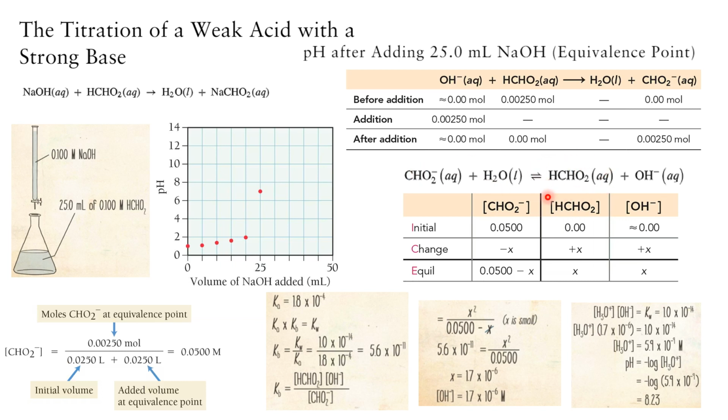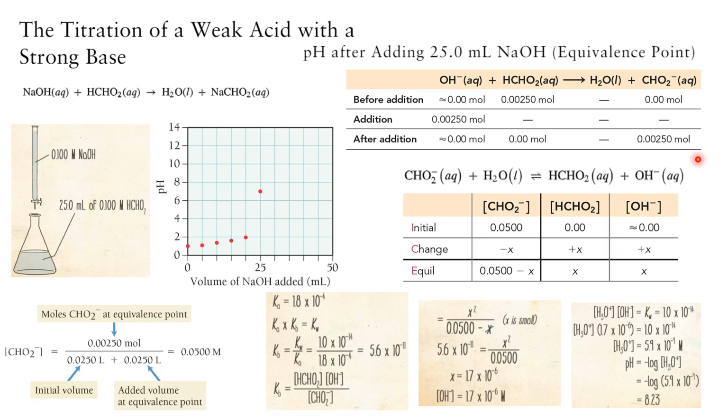And the only way we can do that, whenever we know we have a small amount going to the right, is to draw an ICE table to figure out how much went to the right. We know that we started with 0.0500. How do we know that? That's not this number, right? But remember what this is? This is molarity and this is moles. So if we convert this to molarity, that's just dividing it by the total volume. What's the total volume? Well, we started with 25 and we added another 25 of the hydroxide, right? So 25 plus 25 is 50 milliliters.